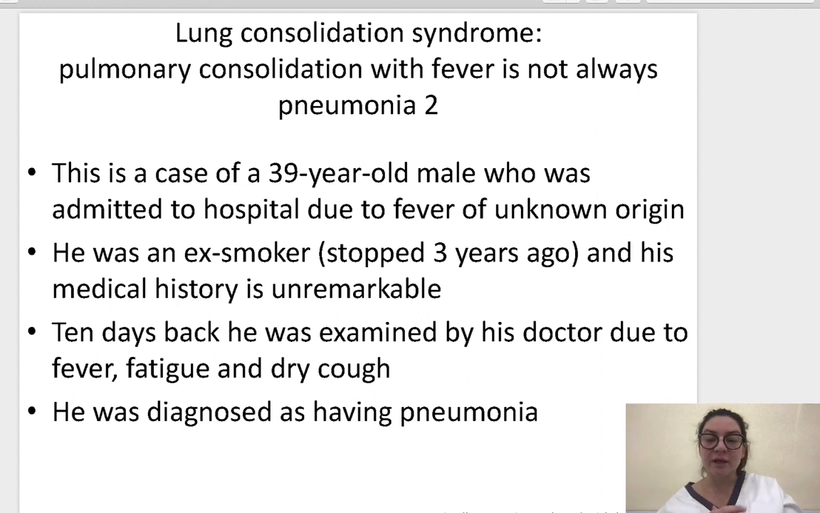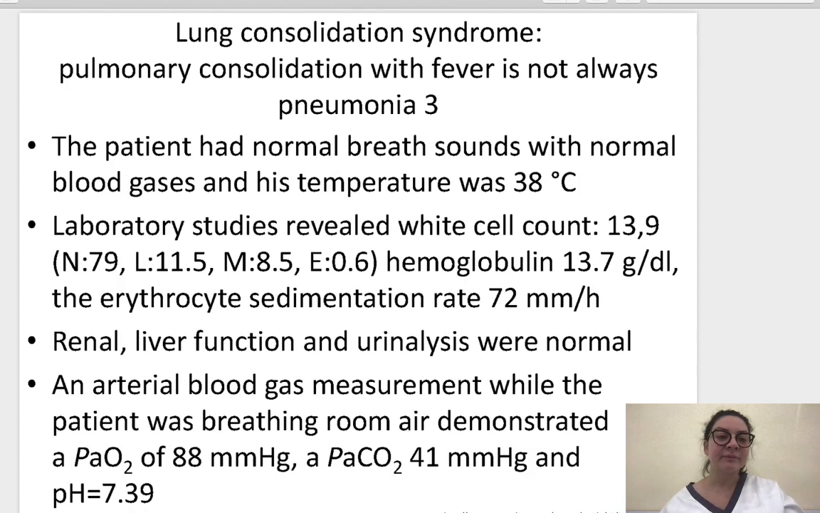I want to give you an interesting case. This is a case of a 39-year-old male who was admitted to hospital due to fever of unknown origin. He was an ex-smoker, stopped 3 years ago, and his medical history is unremarkable. 10 days back, he was examined by his doctor due to fever, fatigue, and dry cough. He was diagnosed as having pneumonia. The patient had normal breath sounds with normal blood gases and his temperature was 38 Celsius.